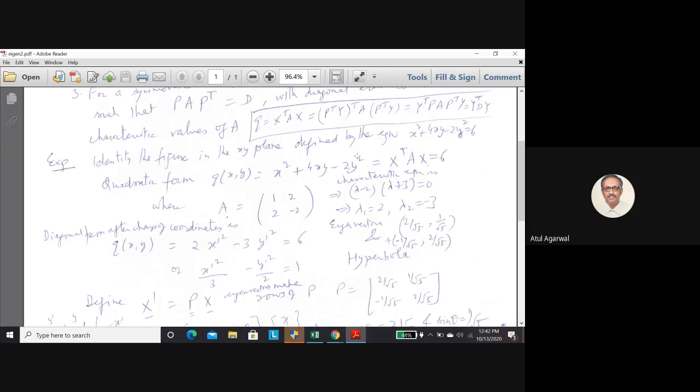Vijendra Prasad, can you see how this equation will come from this expansion? If you expand this term, x transpose A x, you will get this equation. Can you see?